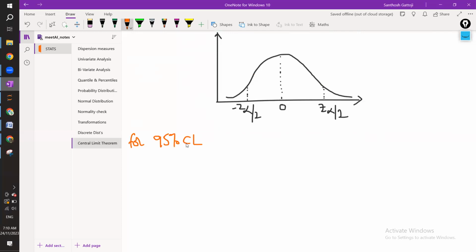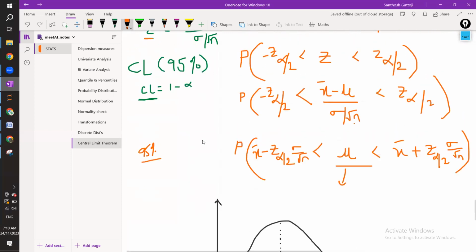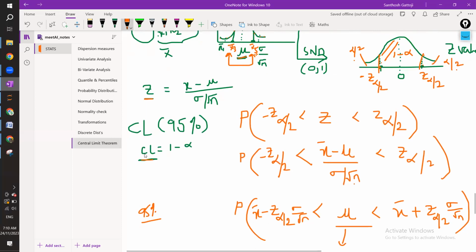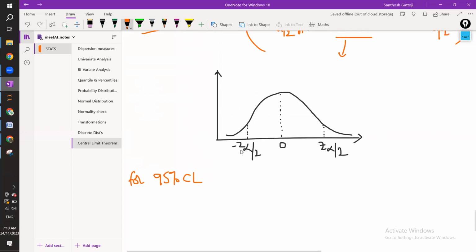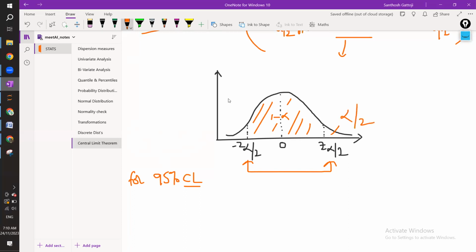This range will be 1 minus alpha. Why 1 minus alpha? Because confidence level plus alpha is 1, so the confidence level is 1 minus alpha. Whatever range we are saying, I'm saying the true population mu will be captured between this interval, and with what confidence? CL is the confidence, and CL is 1 minus alpha. That means this range will be 1 minus alpha, and as I said, the remaining part will be alpha by 2 on this side and alpha by 2 on the other side.